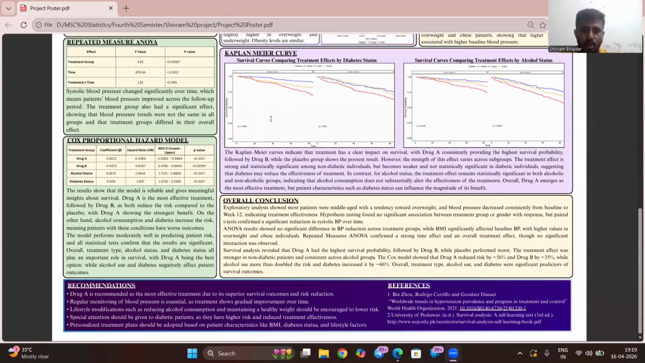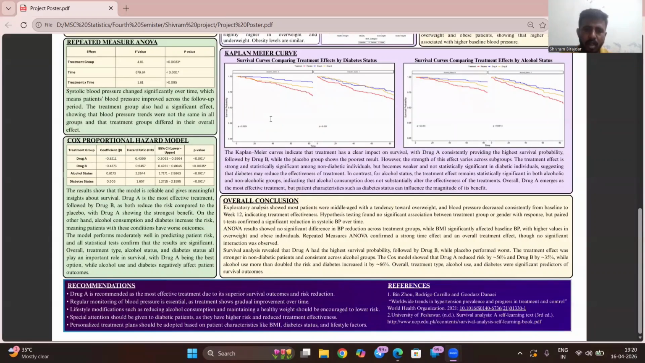From the Cox proportional hazard model, our key findings are that drug A reduces the risk by 56%, and drug B reduces the risk by 35%. Alcohol increases the risk by more than 2 times, and diabetes increases the risk by 66%. That means lifestyle and clinical factors strongly influence the outcomes.